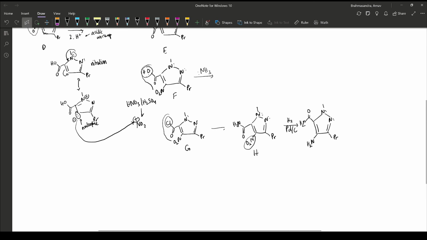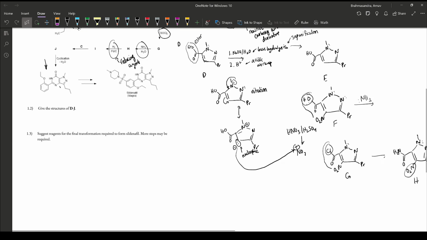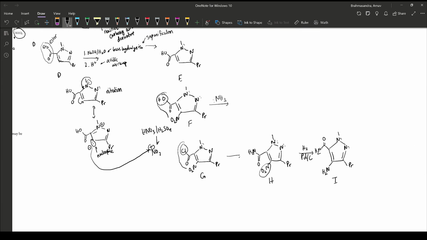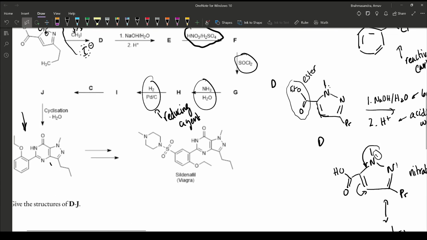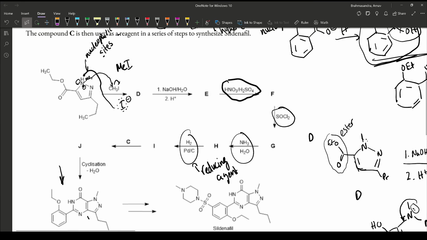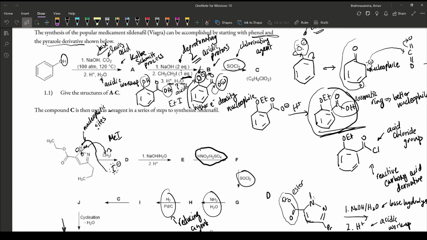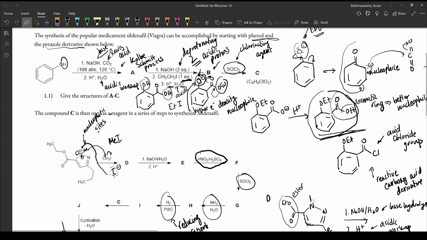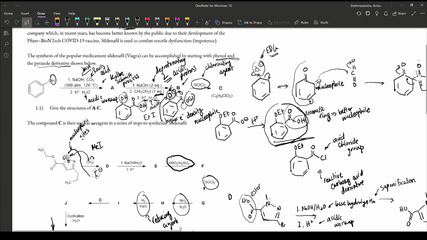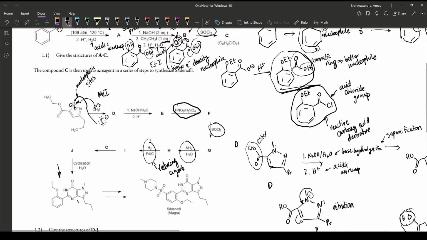So we just have a reduction step, basically. Our next step, this is our I. And in our next step, we see that our reagent now is C. Our reagent is the thing we formed in our 1.1 question. And if we remember, C is the acid chloride that we formed here. This was C. So let me draw that again here.